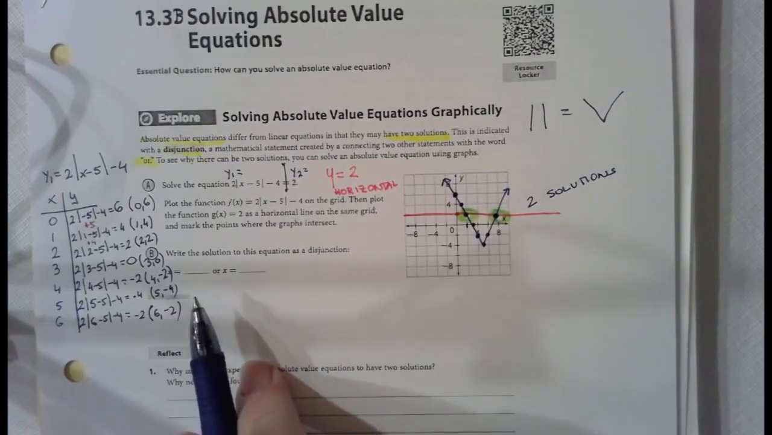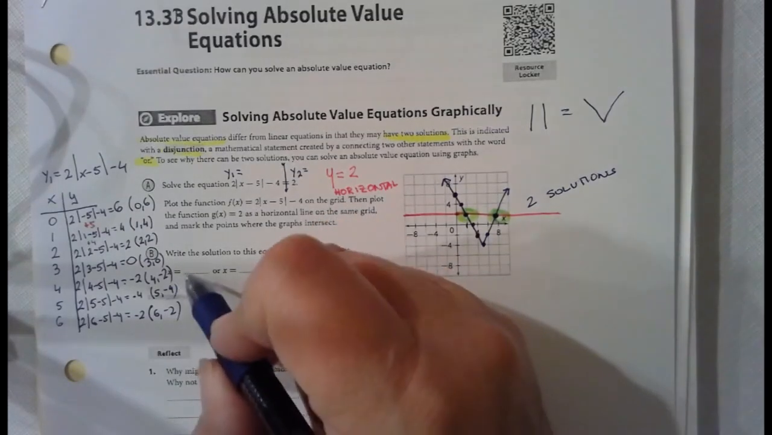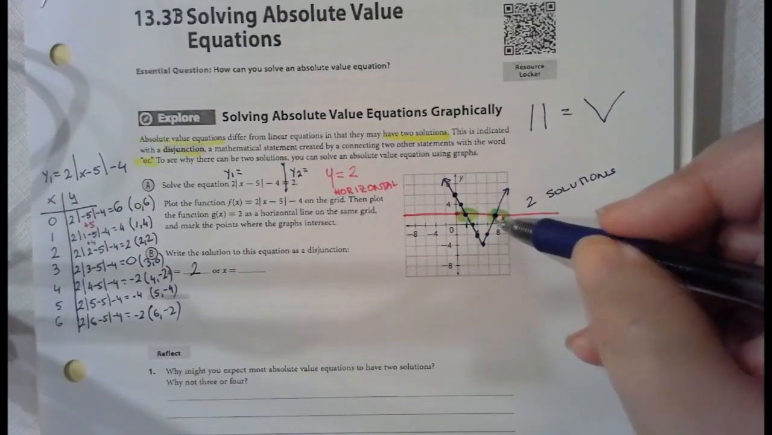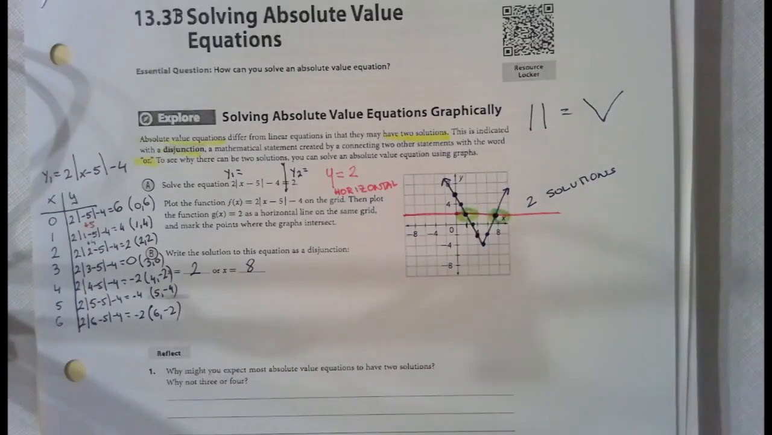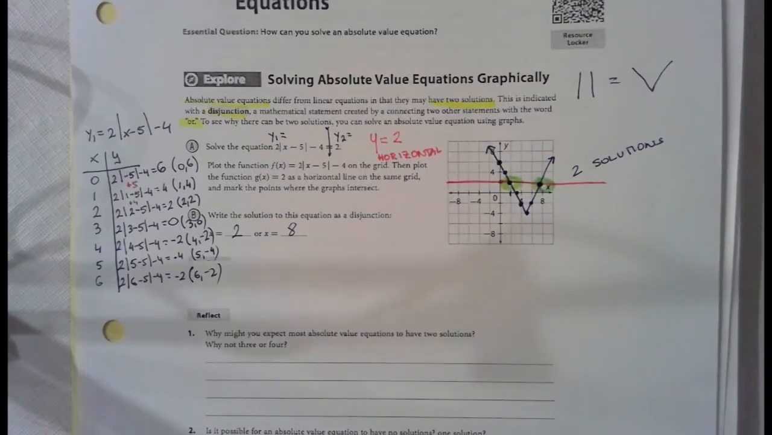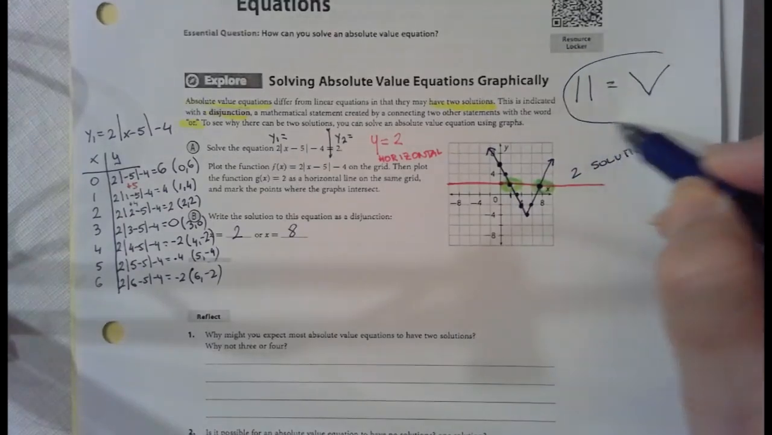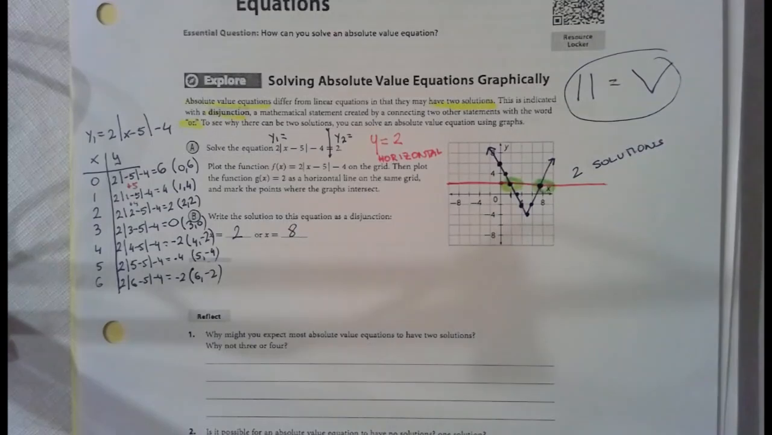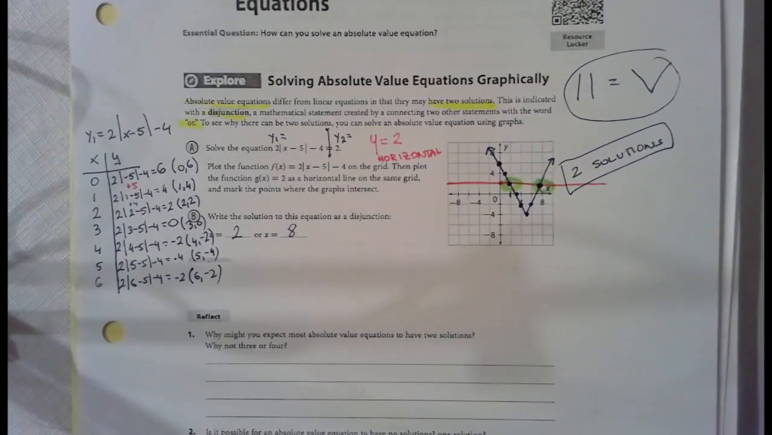So what would be the solution? The first solution would be x is equal to 2, and the second solution, x is equal to 8. 2 solutions. X is 2 and x is 8. So absolute value is a V graph, and we have situations when you have 2 solutions. So this is my graph where I have 2 solutions.